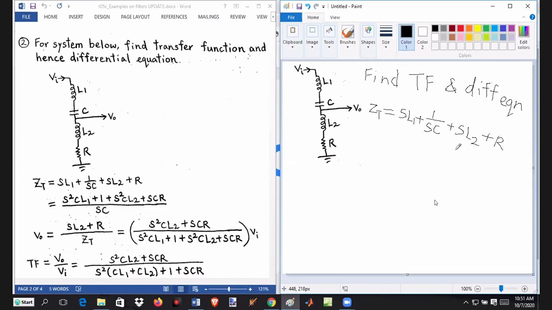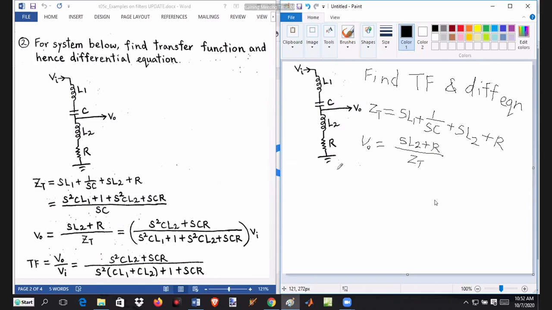Now I want the VO. If I want VO, I have to take the bottom impedance. VO equals, bottom impedance is SL2 plus R, divided by ZT. This is how we do it.